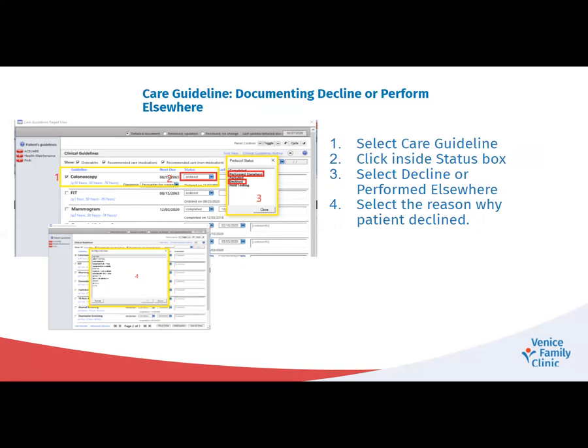2, click inside status box. 3, select decline or perform elsewhere. And 4, select the reason why patient declined. And just go ahead and save and close your window, and it should document the reason for decline or if it was performed somewhere else. Next slide.